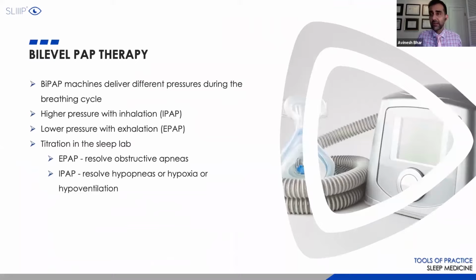BiPAP therapy is a great therapy if the patients don't tolerate CPAP, or especially the auto CPAP. And I'm going to use the word CPAP routinely, but please, I'm normally referring to an auto CPAP and not just a straight CPAP. If the patients don't tolerate CPAP because the pressure requirements are high, for example, then BiPAP is better tolerated.